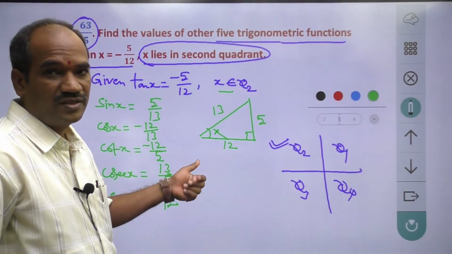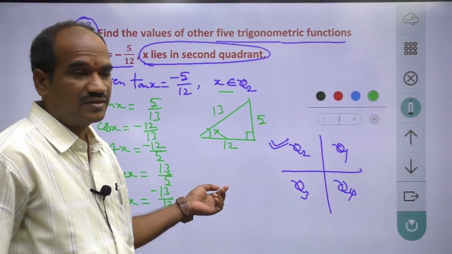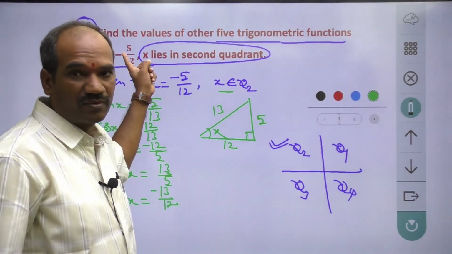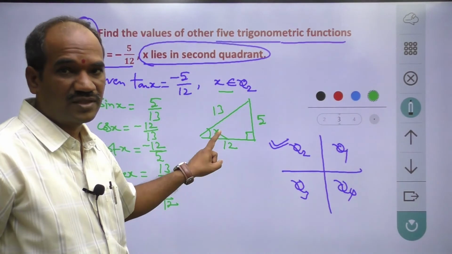So that was the third problem in this model. Practice the remaining problems from the textbook. These questions are your question bank problems. Write this question.